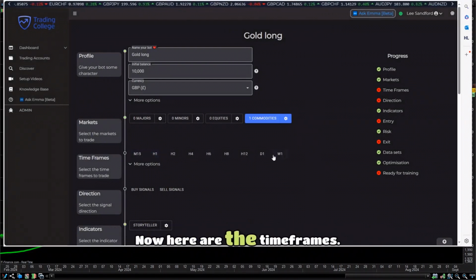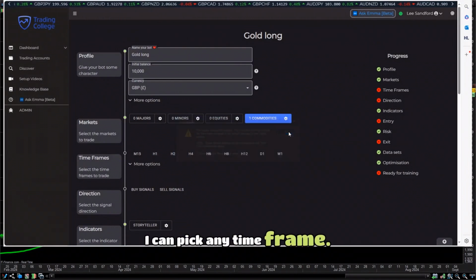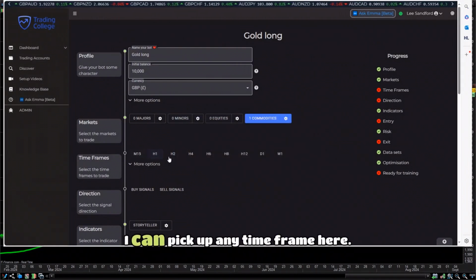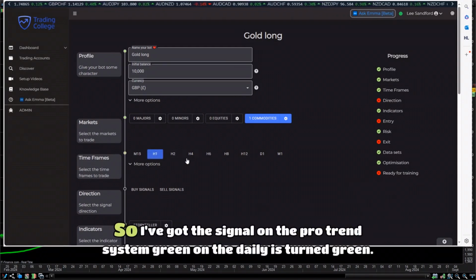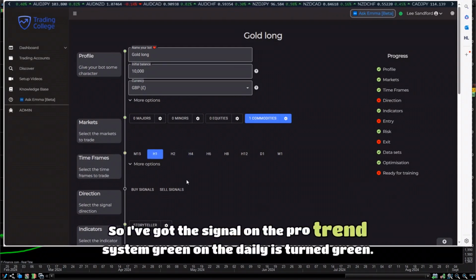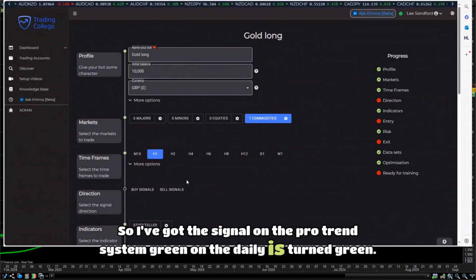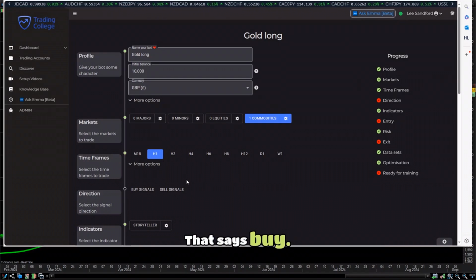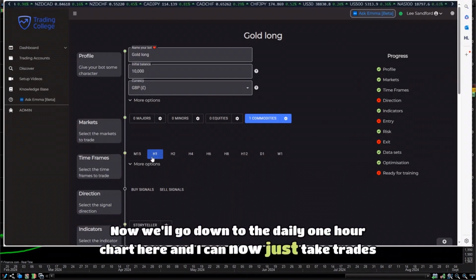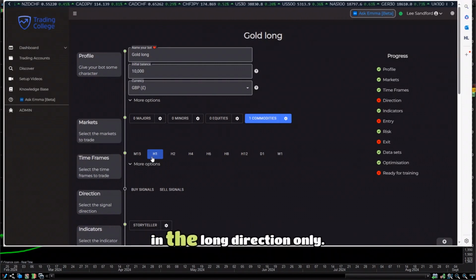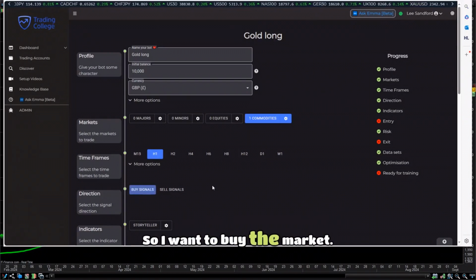Now, here are the time frames. I can pick any time frame here. This is the US market opening. I can pick any time frame here. Let's pick the 1 hour time frame. So I've got the signal on the pro trend system green on the daily. It's turned green, that says buy. Now I'll go down to the 1 hour chart here, and I can now just take trades in the long direction only. So I want to buy the market.